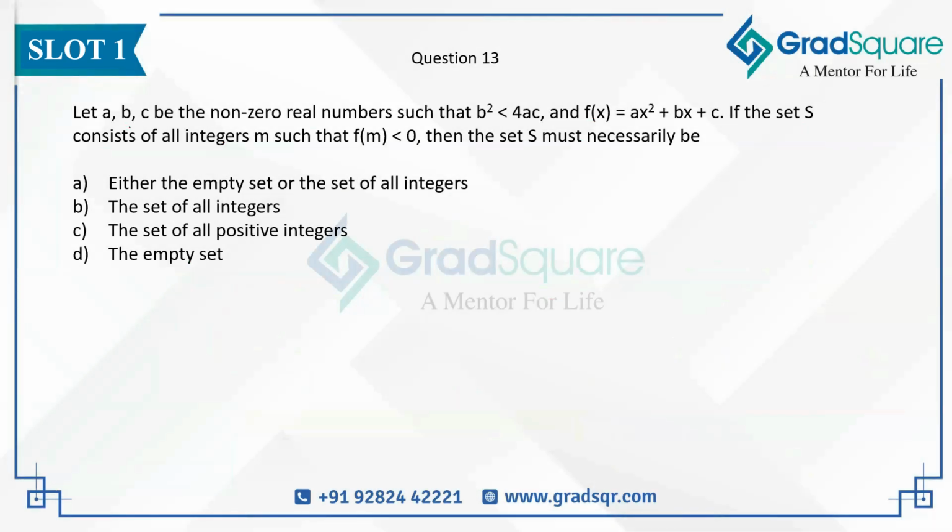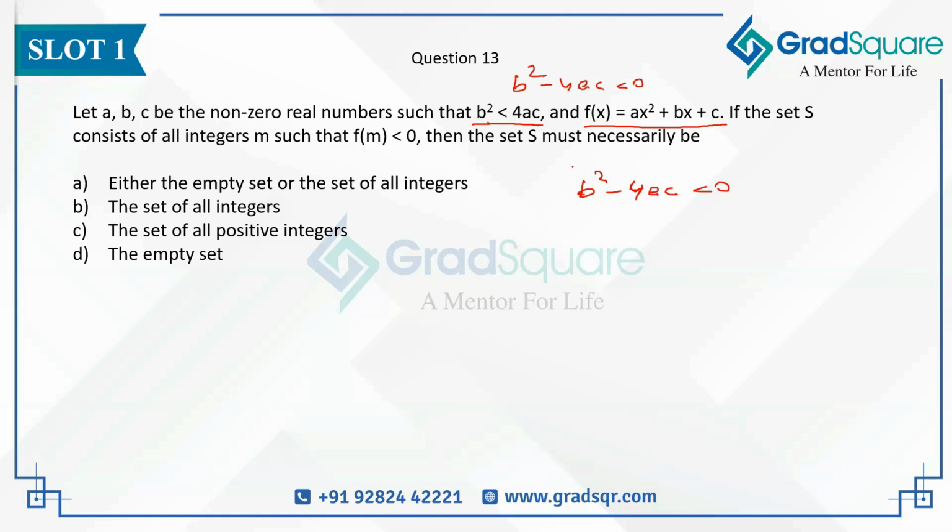Let's look at this question. Let a, b, c be non-zero real numbers such that b square is less than 4ac, and f of x is ax square plus bx plus c. Now f of x is a quadratic equation for which the discriminant will be b square minus 4ac. Correct? The discriminant b square minus 4ac is given to be less than 0.